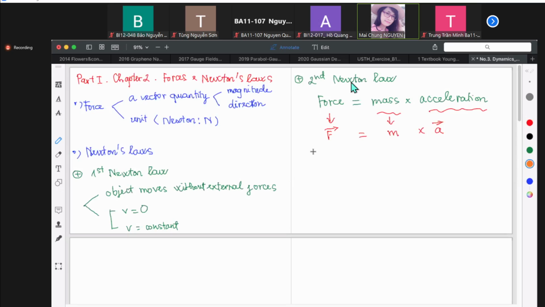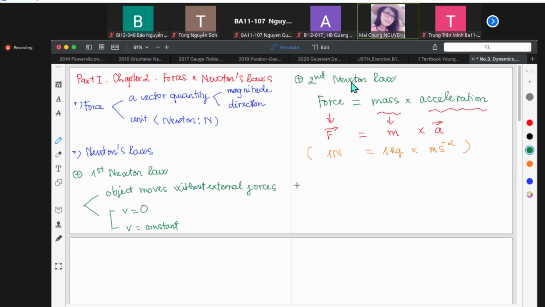And how about the units? Don't forget we consider force in the unit of Newton, right? And for the mass, the normal unit is the kilogram, multiplied by the unit of acceleration, which is meters per second squared. Is that true? This is the unit of force related to the mass and acceleration.